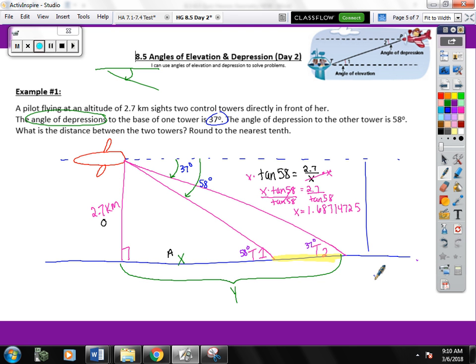All right, now we have to find y. Y is also going to be a tangent function because this is opposite and adjacent. So we'll have tan 37 equals 2.7 divided by y. Again, we'll multiply by y. Divide by tangent.